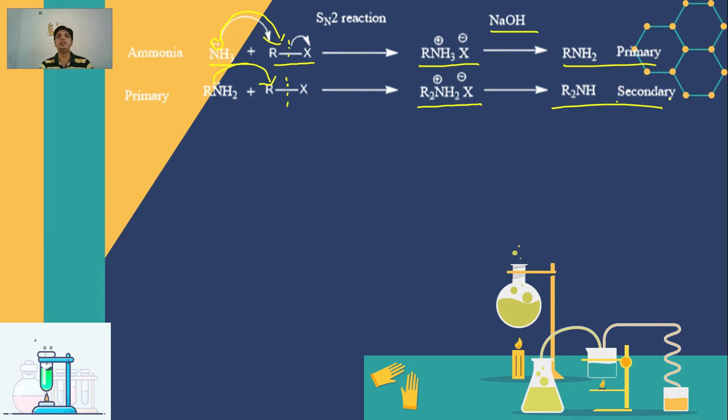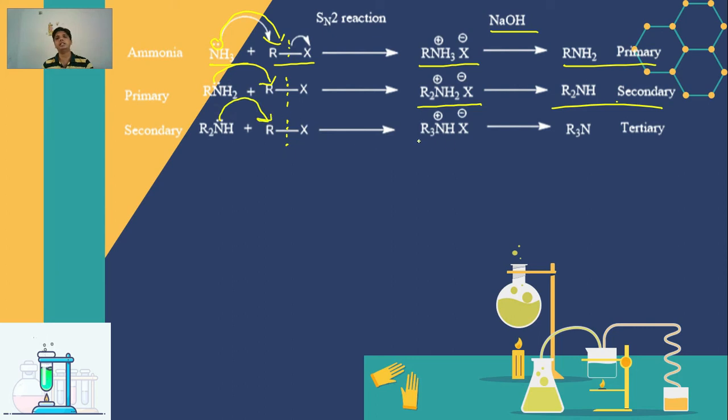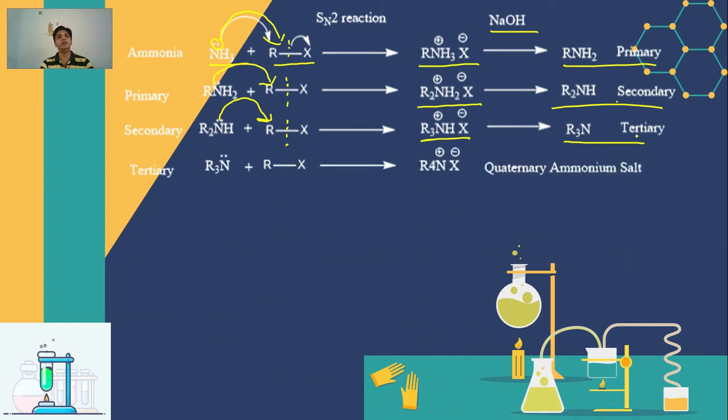This again further reacts with RX in the same way. The lone pair attacks R, gives a quaternary salt, and gives a tertiary amine. The reaction doesn't stop here. Further, this tertiary amine reacts with RX to give a quaternary ammonium salt.